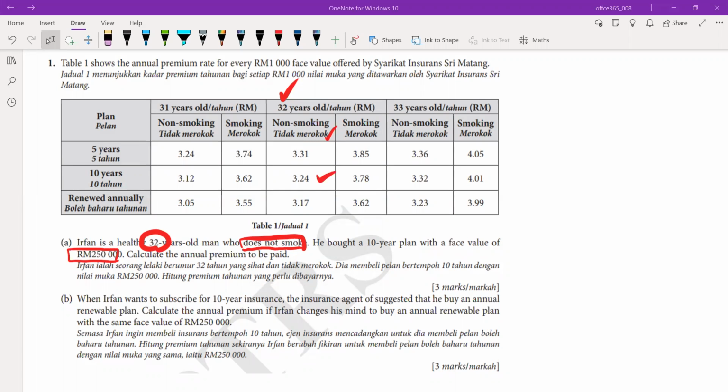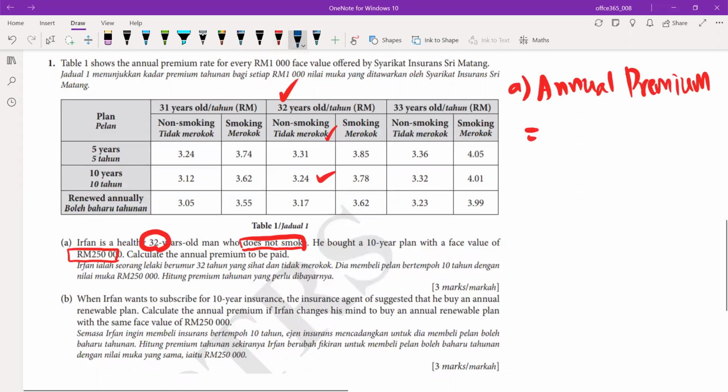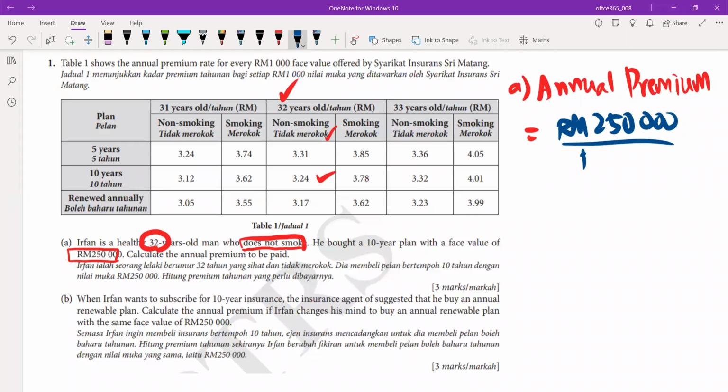Okay, so how do you write the working? Very simple. You just write: annual premium equals 250,000 divided by 1,000 times 3.24. So that's right, it's 810. No? Very good.